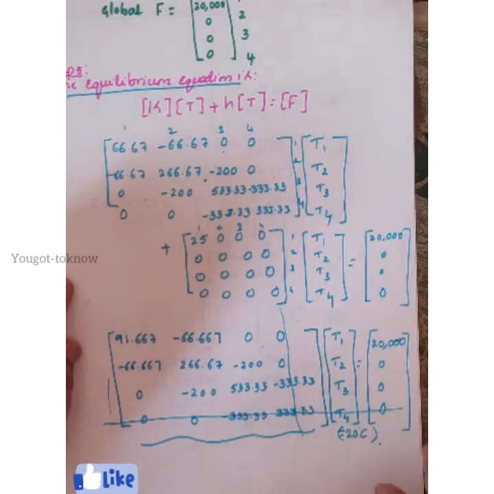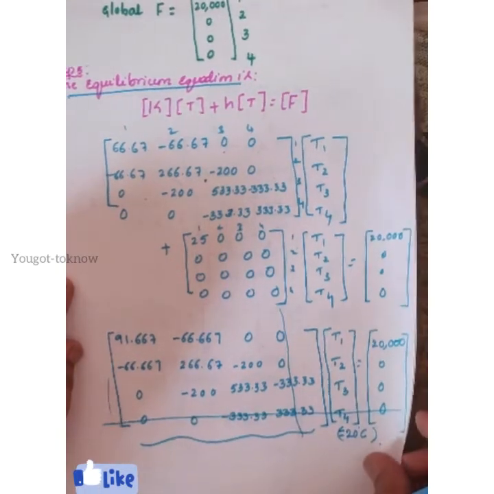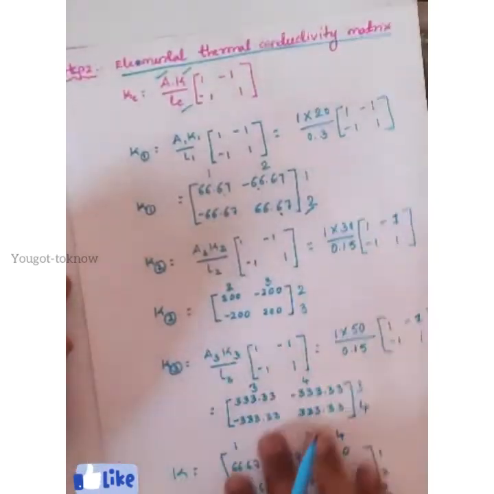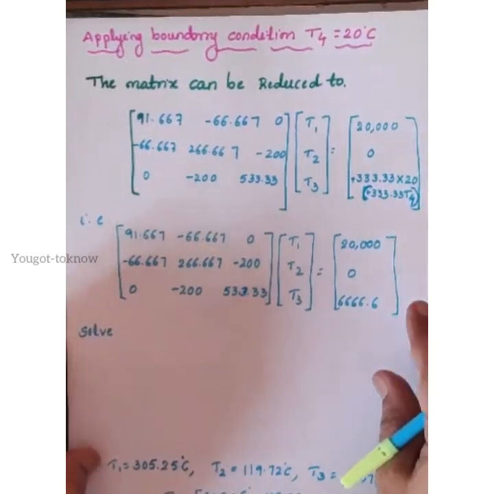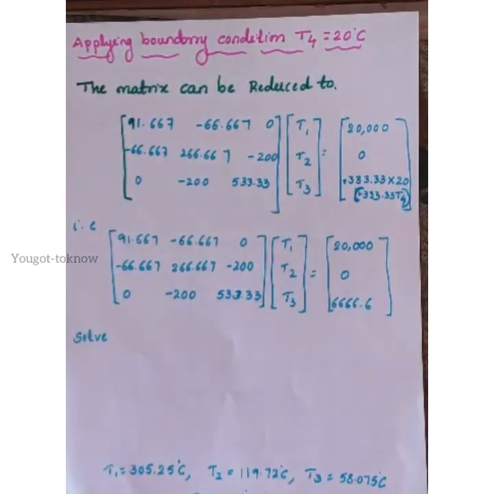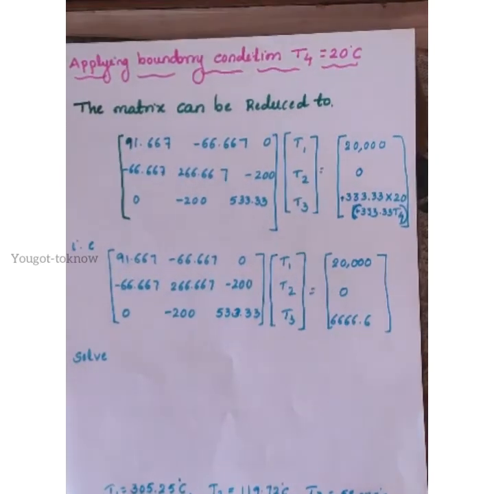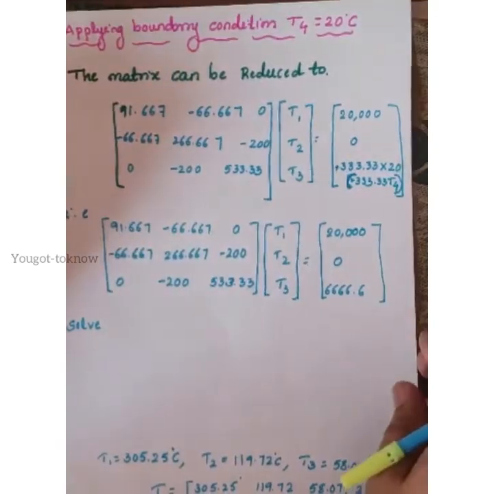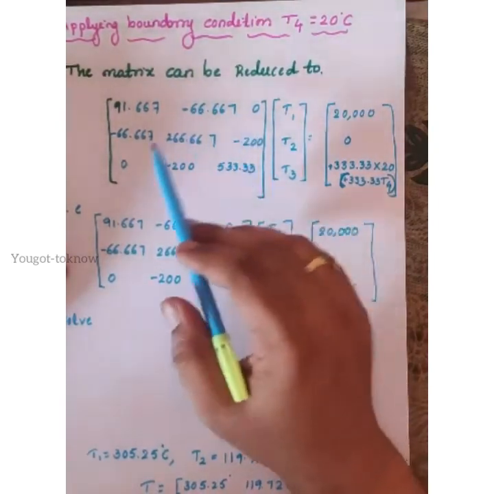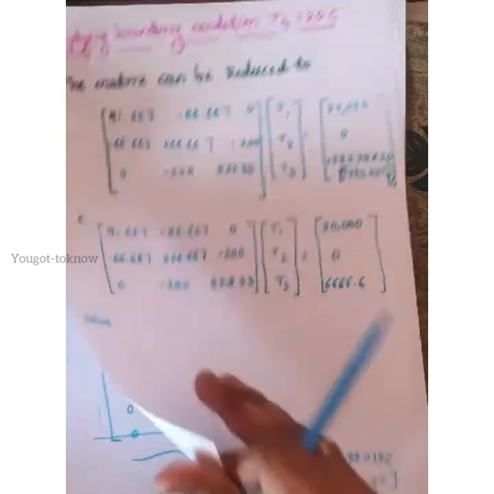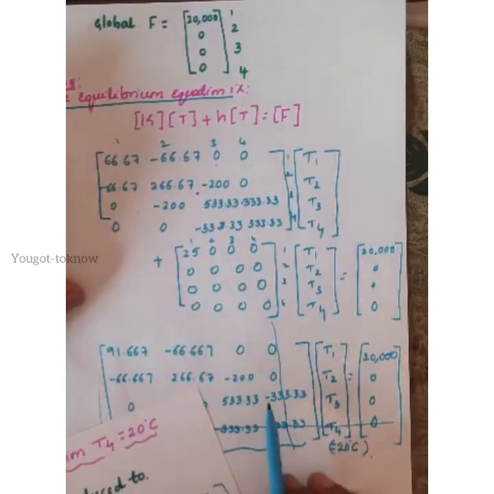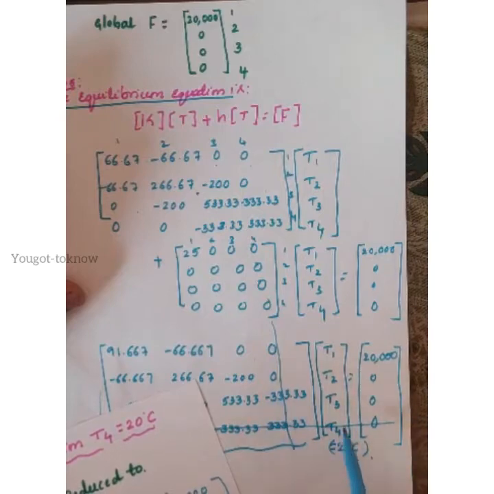If you eliminate it, you should write your matrix. Write the eliminated matrix. So just observe here, what is your eliminated matrix? Your eliminated matrix is 91.667, minus 66.667, 0; minus 66.667, 0. Because if you observe this, this is 0, this is 0, this is 0. 0 into T4 is 0.